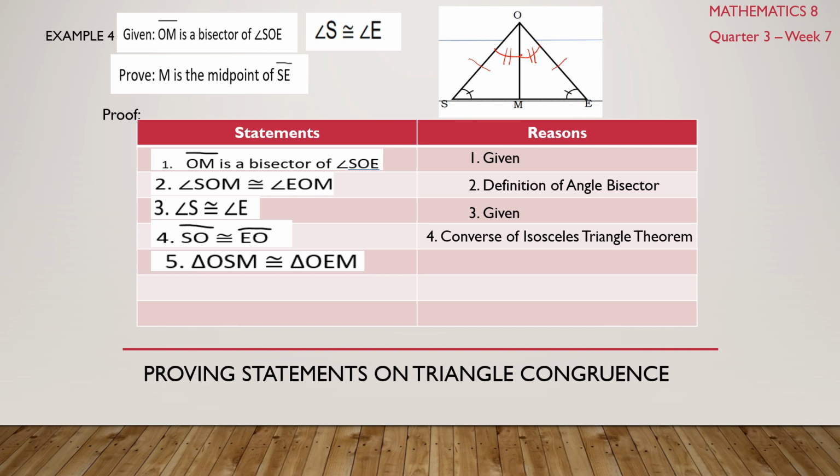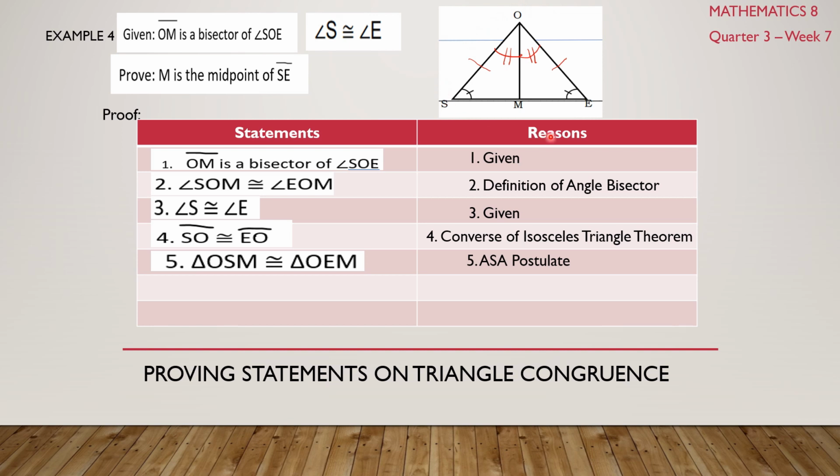So, we have our fifth statement: triangle OSM is congruent to triangle EOM. What will be our reason? Tingnan natin yung mga markings natin. We have angle, side, angle. Angle, side, angle. So, what will be our reason? ASA Postulate. Okay, next statement.